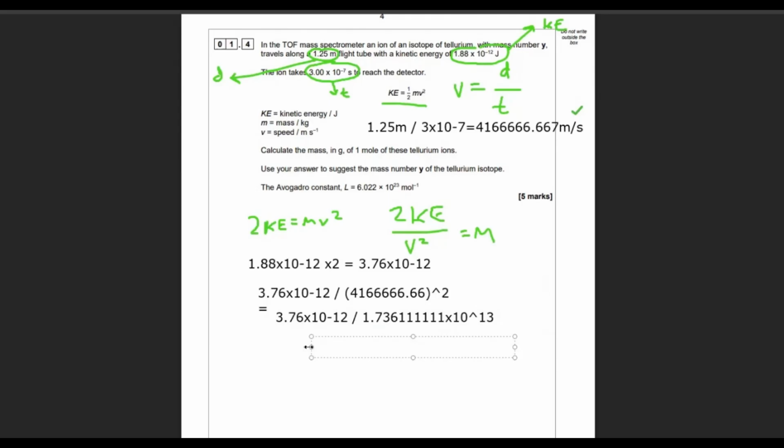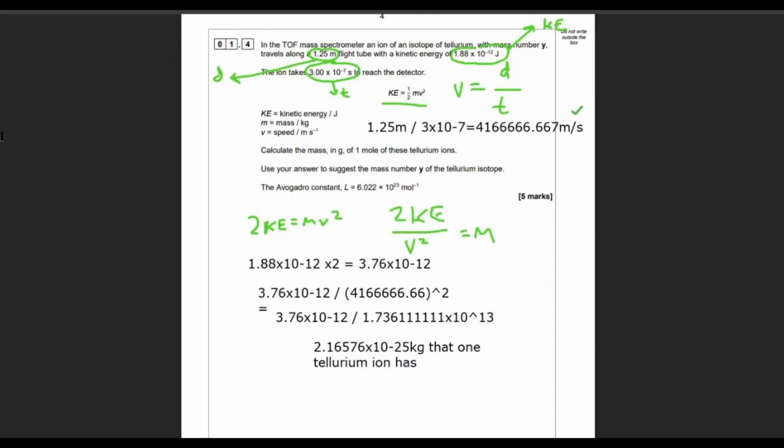And if we do that, we get 2.1656 times 10 to the minus 25. So we're going to get 2.16576 times 10 to the minus 25. And that, my friends, will be the kilograms. I know that is a tiny amount. That is the kilograms, the mass that one tellurium ion has. So we've worked out the mass of the tellurium ion.